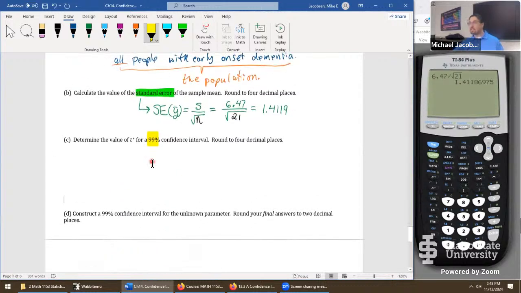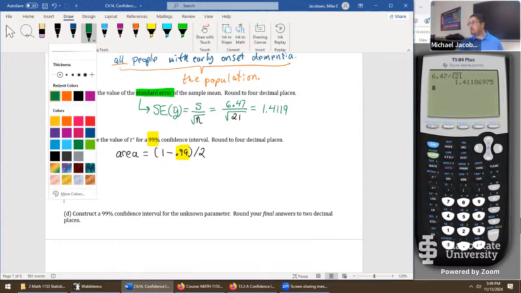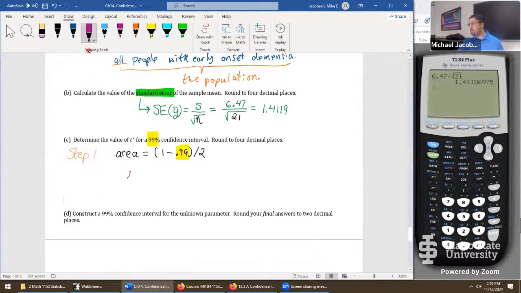So the review on this is for step 1. In step 1, we want to calculate this. This is the area that's going to go into the calculator. It'll be equal to 1 minus whatever your confidence was as a decimal number. And then we divide it by 2. This automatically then gives us our T star.